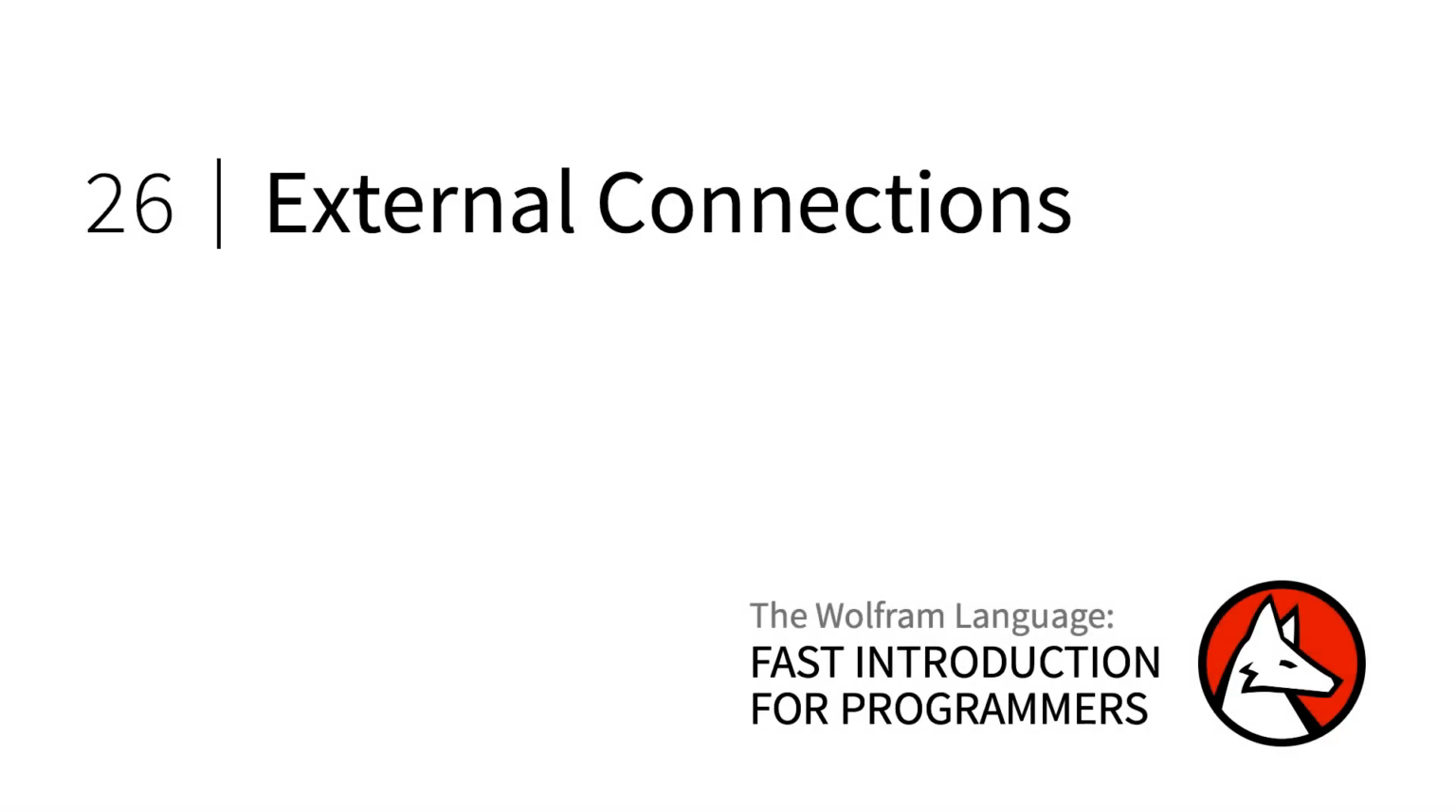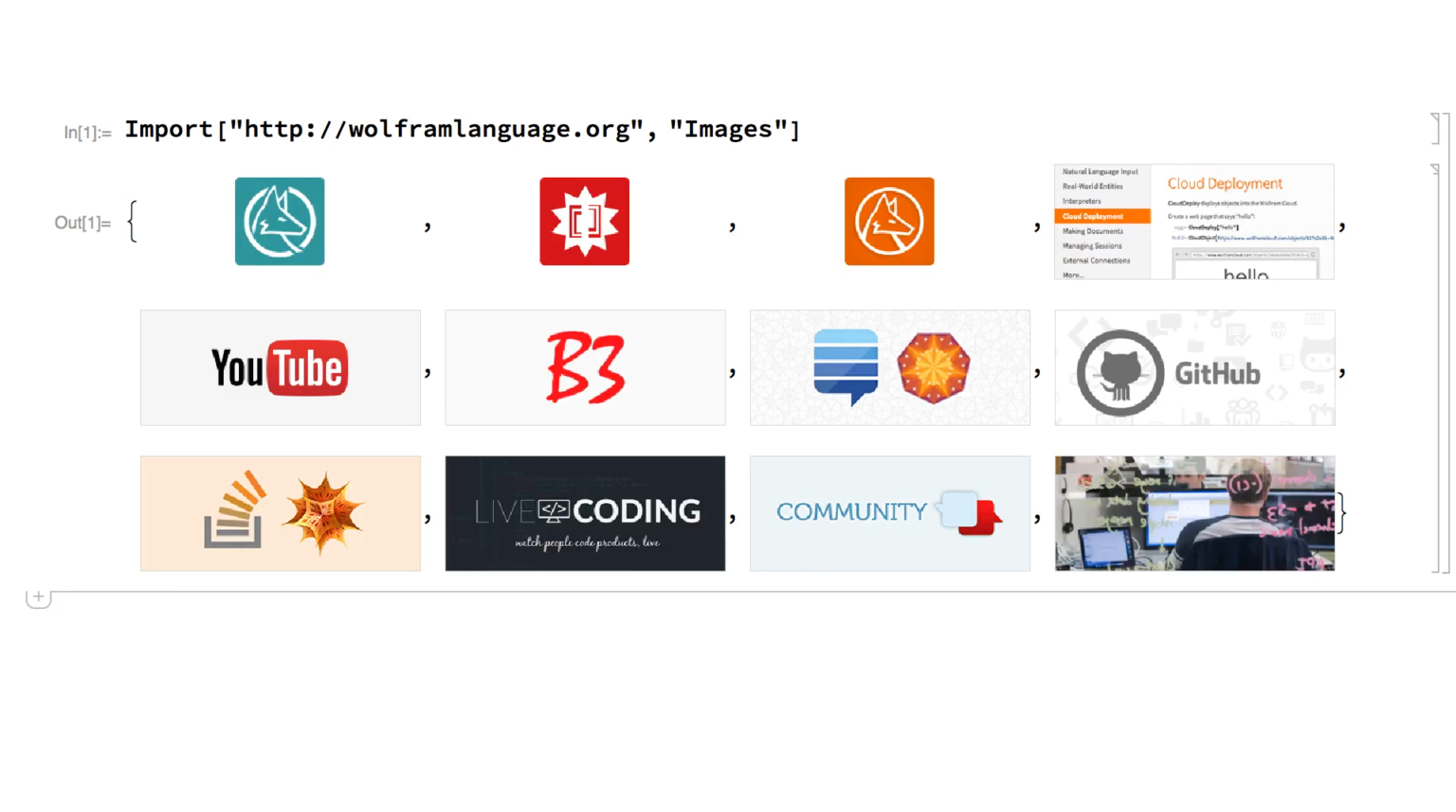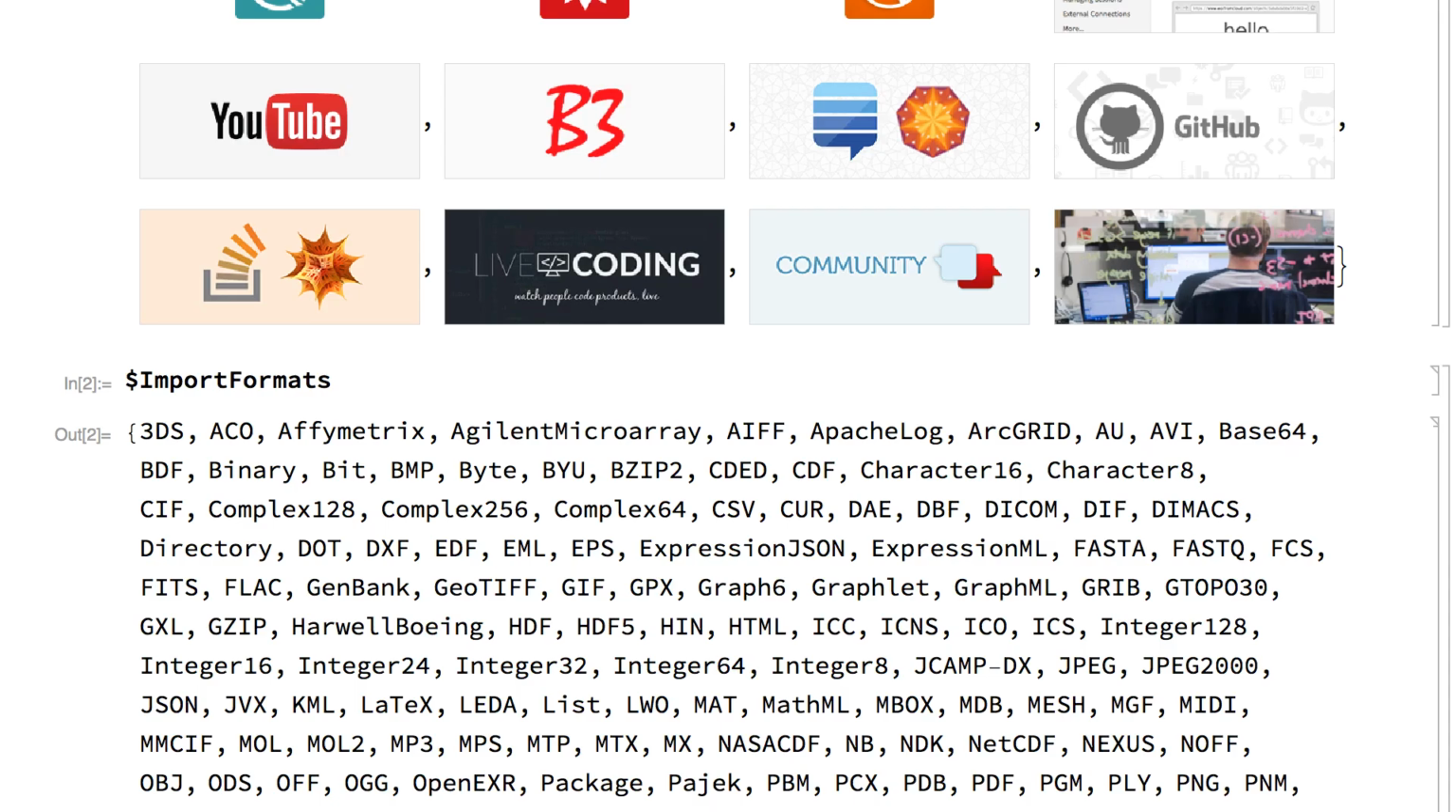Welcome to the Wolfram Language in Section 26 of Fast Introduction for Programmers. This section is about connecting the Wolfram Language to external files, programs, and the web. The Import and Export functions can be used to import and export files in hundreds of formats, including web formats. For example, this uses the Import function to import the images from the Wolfram Language website. Formats supported by the Import function are listed in the value of the variable $ImportFormats.